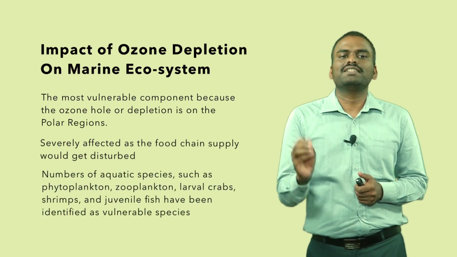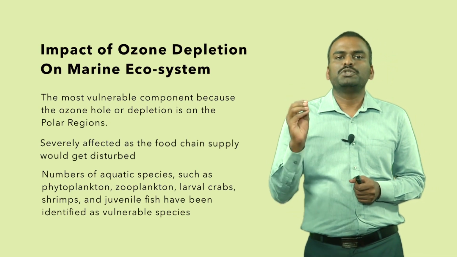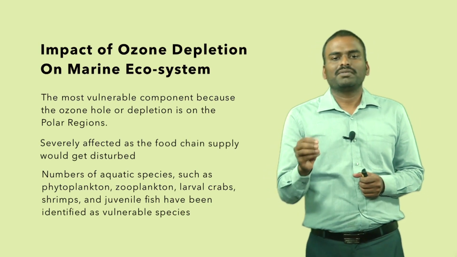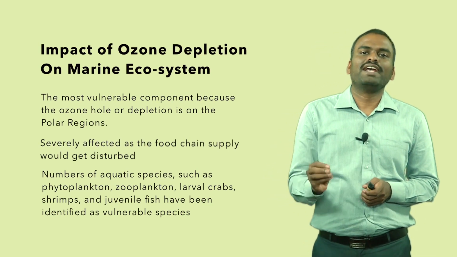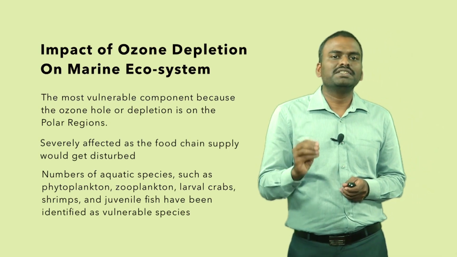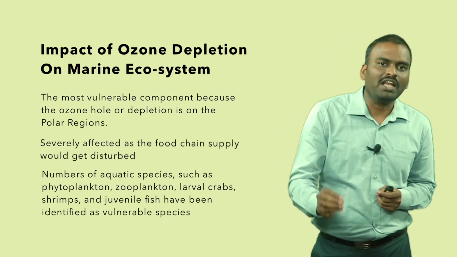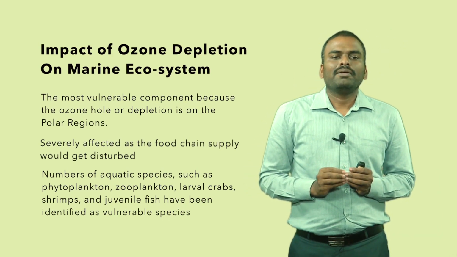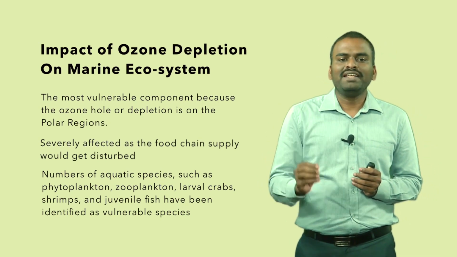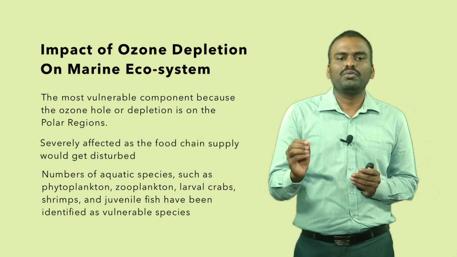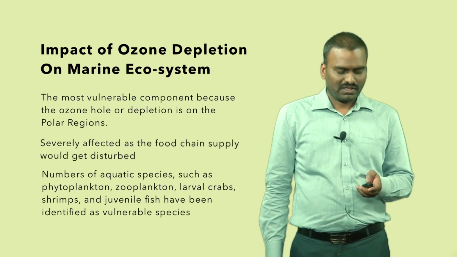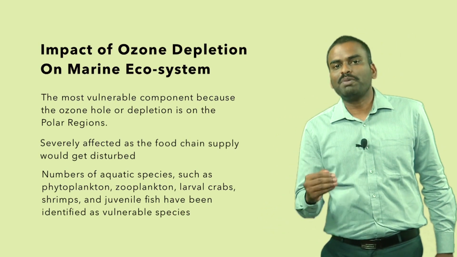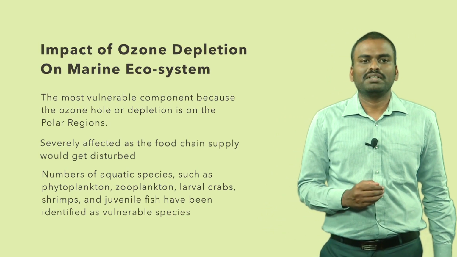aquatic species such as phytoplankton, zooplankton and shrimps and small juvenile fish have been identified as the most vulnerable victims of this ozone depletion, and it affects the tiny plants which are a source of food for other fishes as well, which ultimately results in the depletion of the fish population in the marine ecosystem.